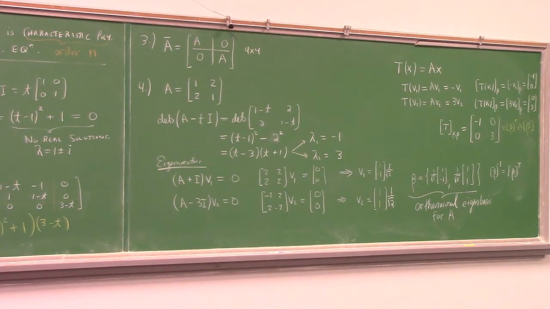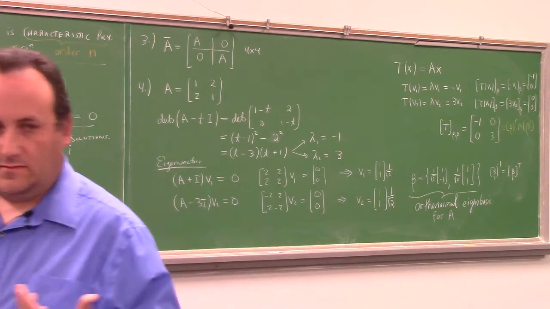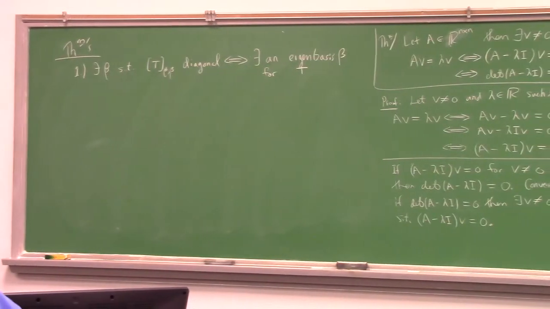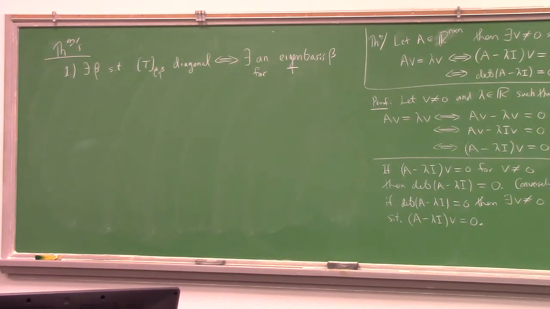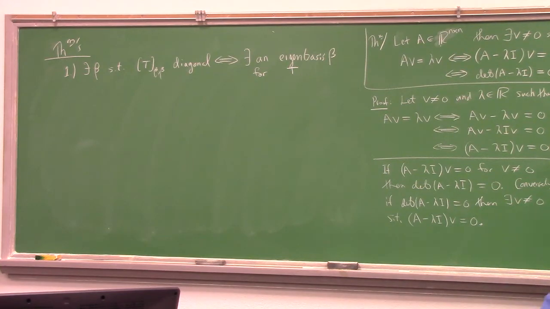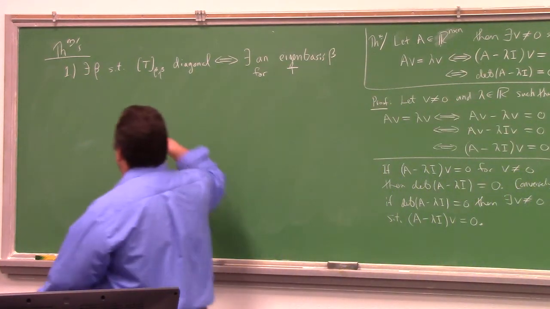That's true if and only if there exists an eigenbasis beta for T. So diagonalizability of a linear transformation, and by that I mean that you can find a basis which makes the matrix for the transformation a diagonal matrix, is tantamount to the existence of an eigenbasis. I'll just call that a theorem.